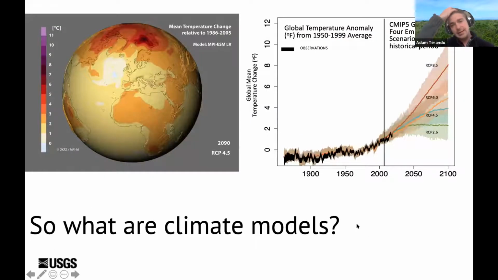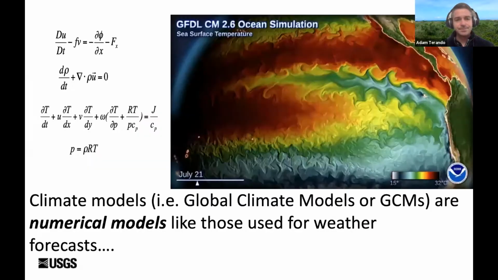Okay, so those are the scenarios. Those are helpful for understanding the overall climate in terms of the greenhouse gas in the future. But to actually understand the climate response, we need to use climate models. So what are climate models?